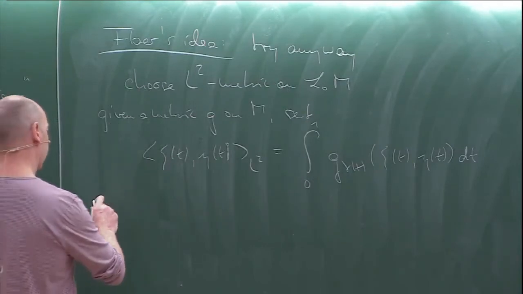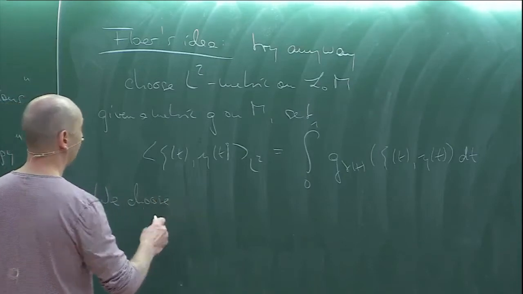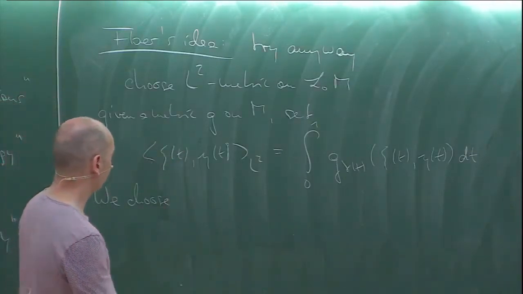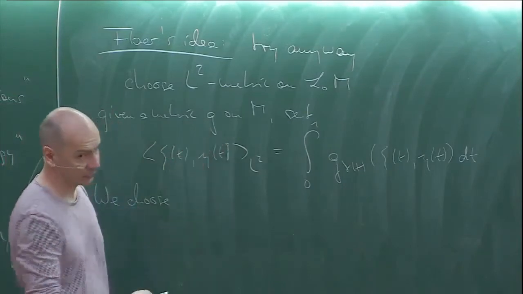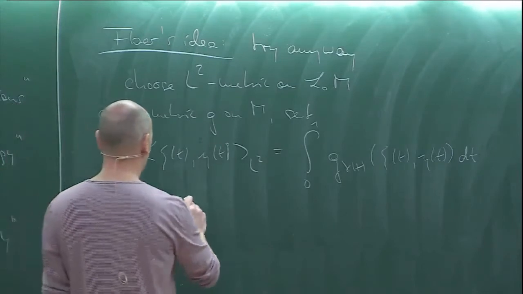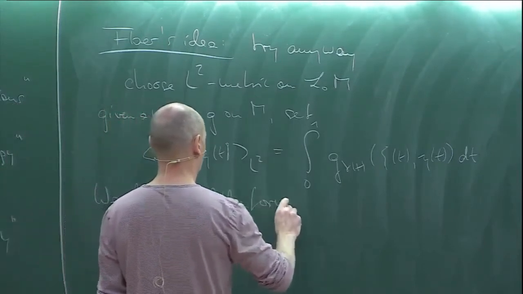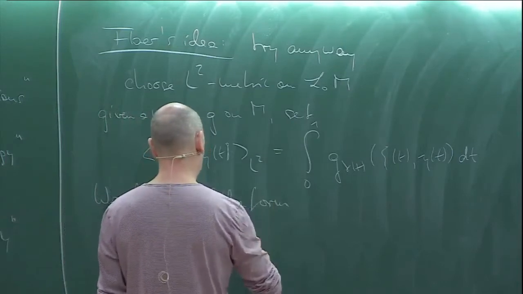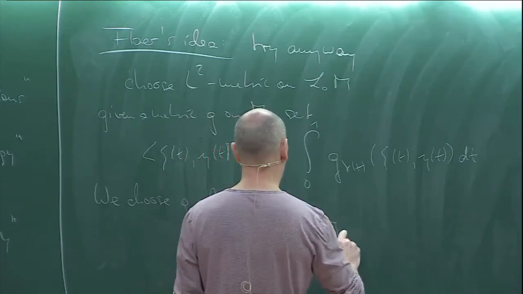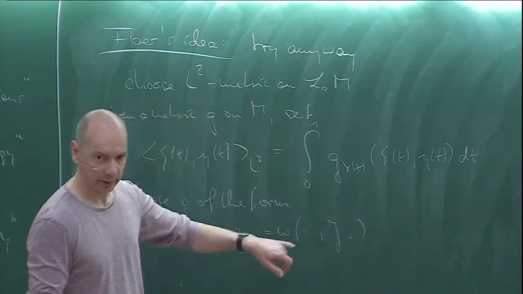Now this would work on any manifold. Now we're on a symplectic manifold, so we want to choose a G which has something to do with our symplectic form. So we choose our G of the form G_J, which is omega, where I put a compatible almost complex structure J in the second slot.